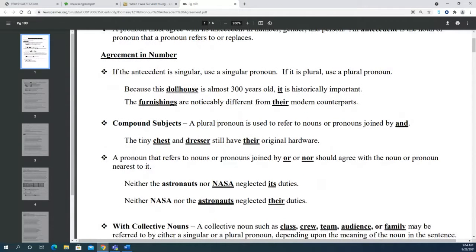As you can tell here, "because the dollhouse is almost 300 years old, it is historically important." Notice, dollhouse is singular. There's only one. It's our noun in this sentence. Its pronoun is "it," because a dollhouse doesn't have a male or female gender, so it becomes neutral, and we use the neutral pronoun "it" in this case. If you look at the sentence below it, "the furnishings are noticeably different from their modern counterparts." Again, we have a plural pronoun. And just like the rule said, if you have a plural pronoun, then your antecedent needs to be plural. That's why we have "their."